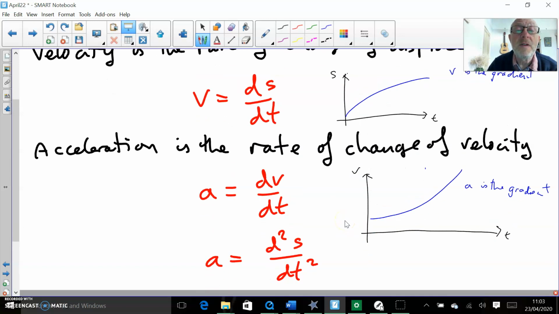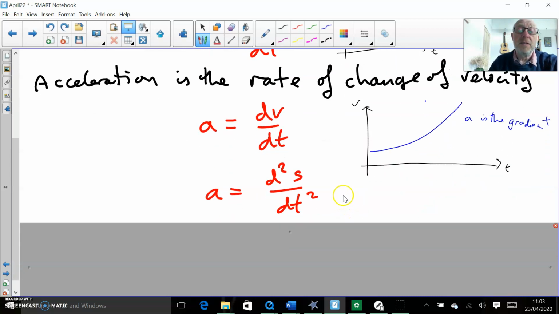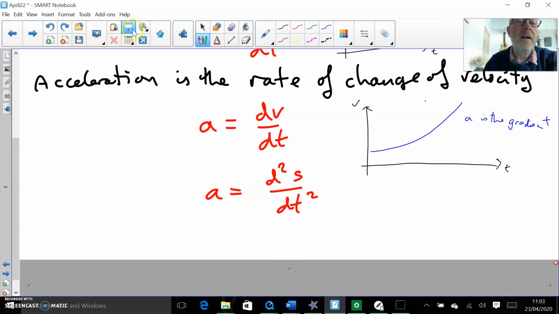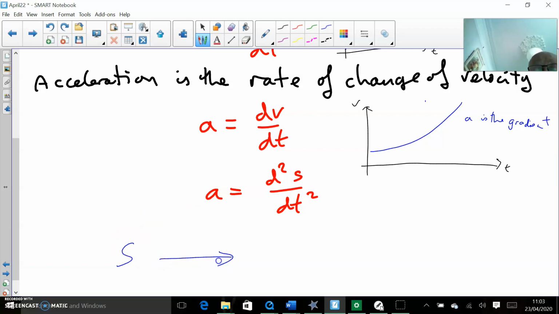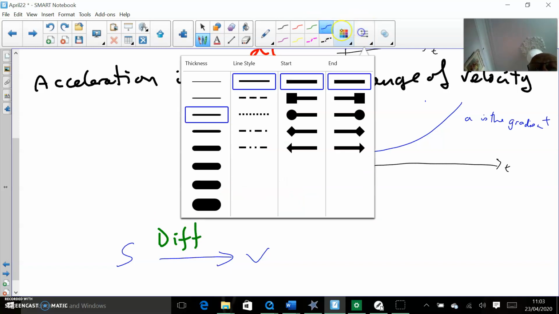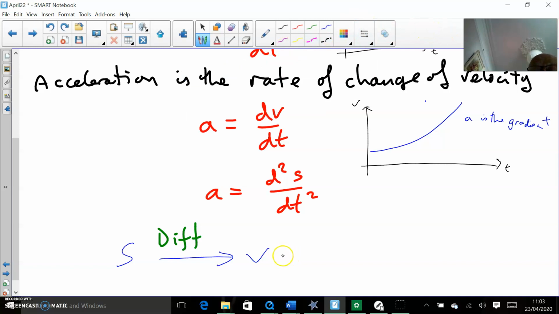So this is how we would go from displacement to velocity to acceleration. We differentiate. If you start with displacement, to get to velocity you differentiate, and from velocity to acceleration you differentiate again.